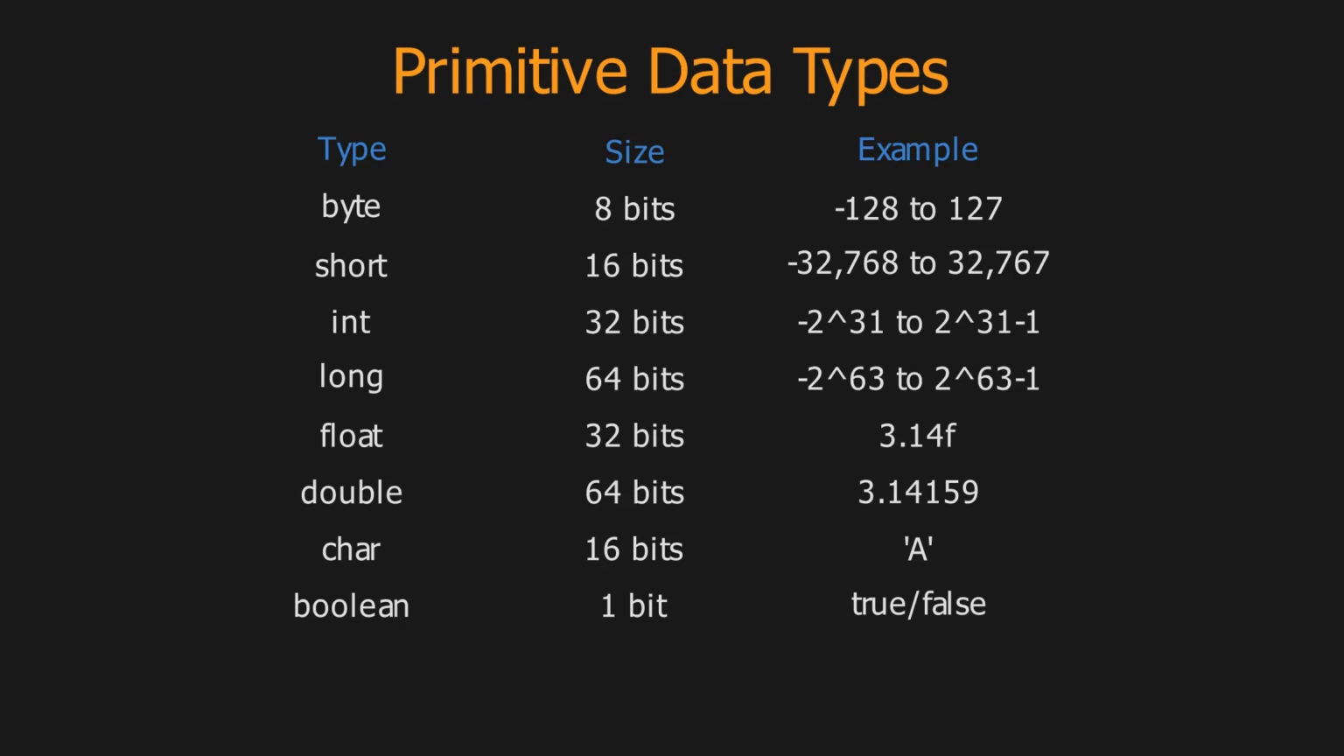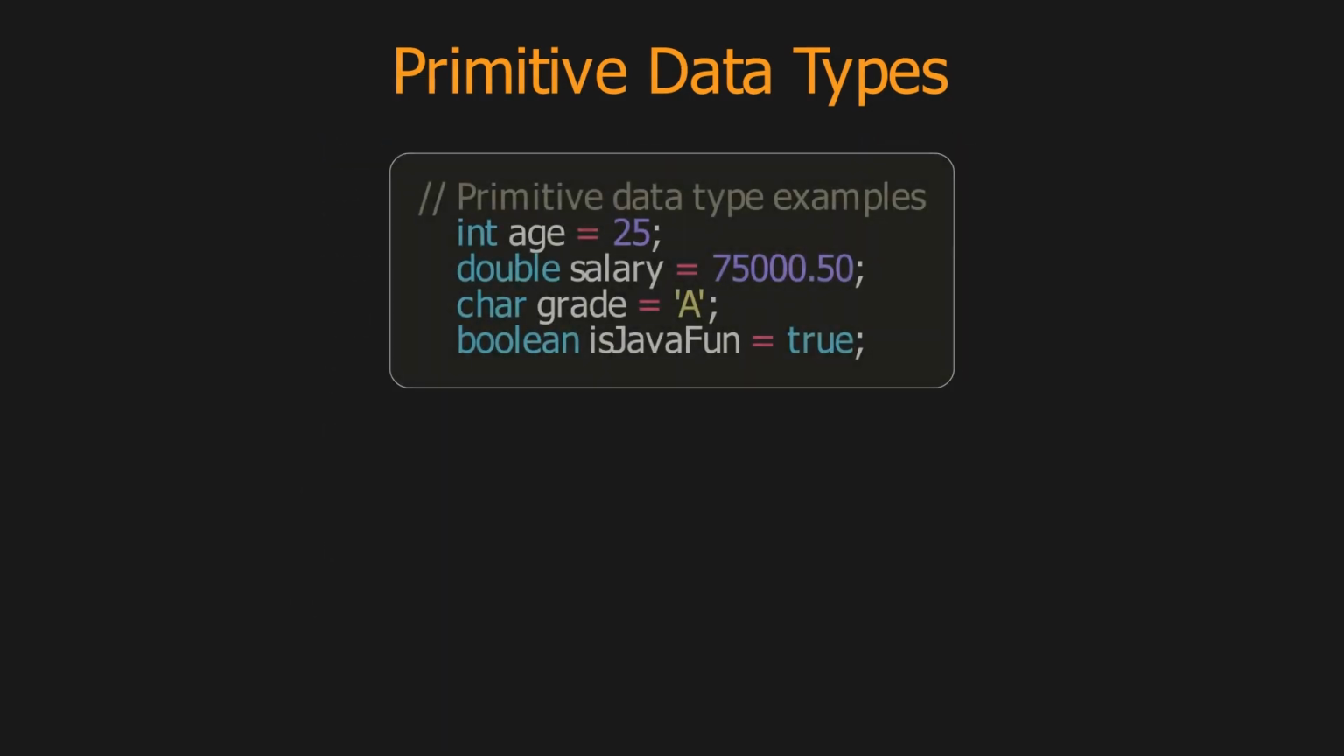Finally, the boolean data type is the simplest, requiring just 1 bit conceptually to store either true or false. It's essential for conditional logic, flags, and control flow. Each primitive type has a specific size in memory, making them efficient and fast. Looking at some practical examples, we can declare variables of different primitive types. Here we have an int for storing age, a double for salary with decimal precision, a char for a single character like a grade, and a boolean that simply holds true or false.